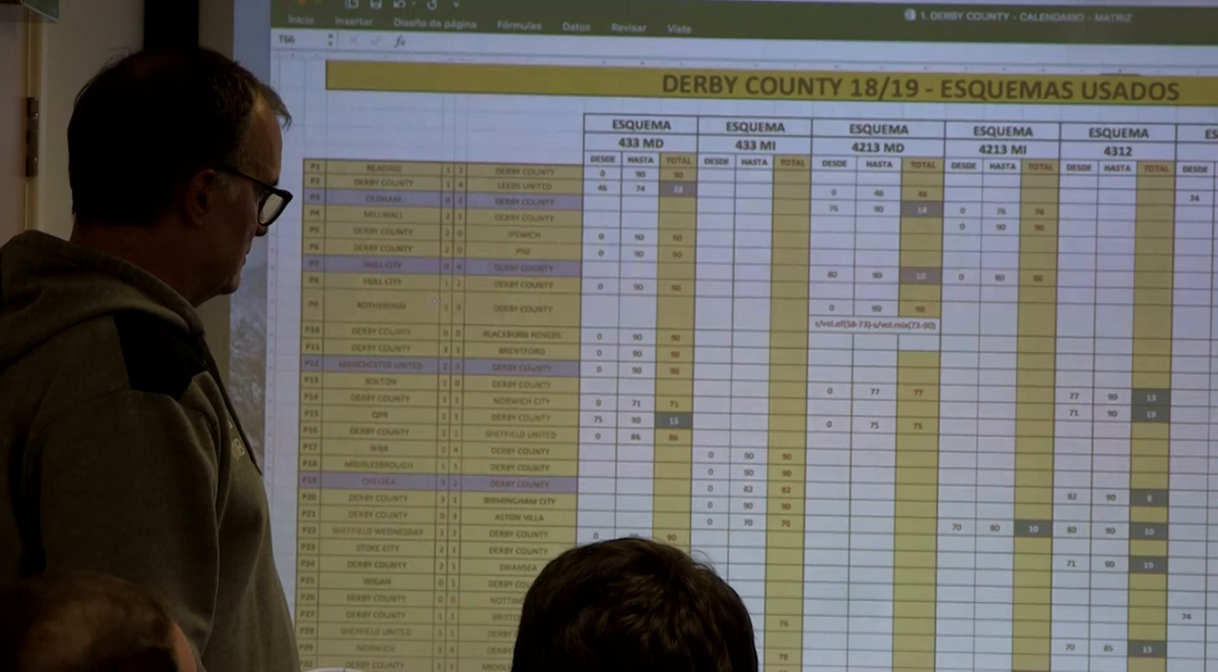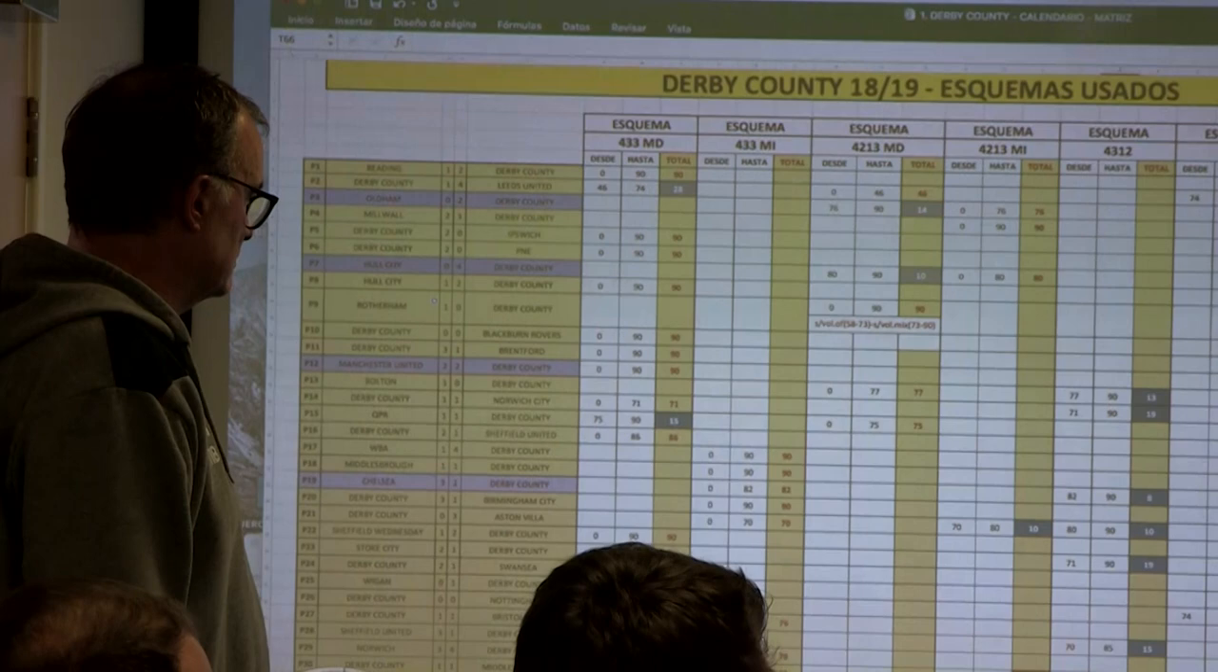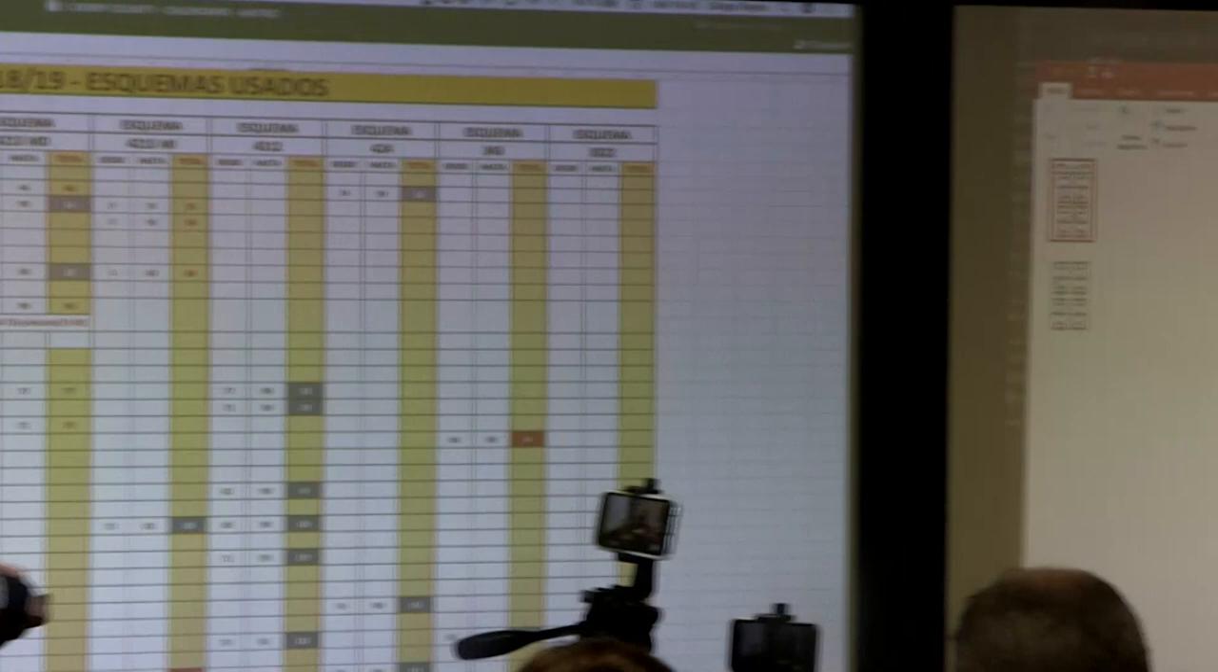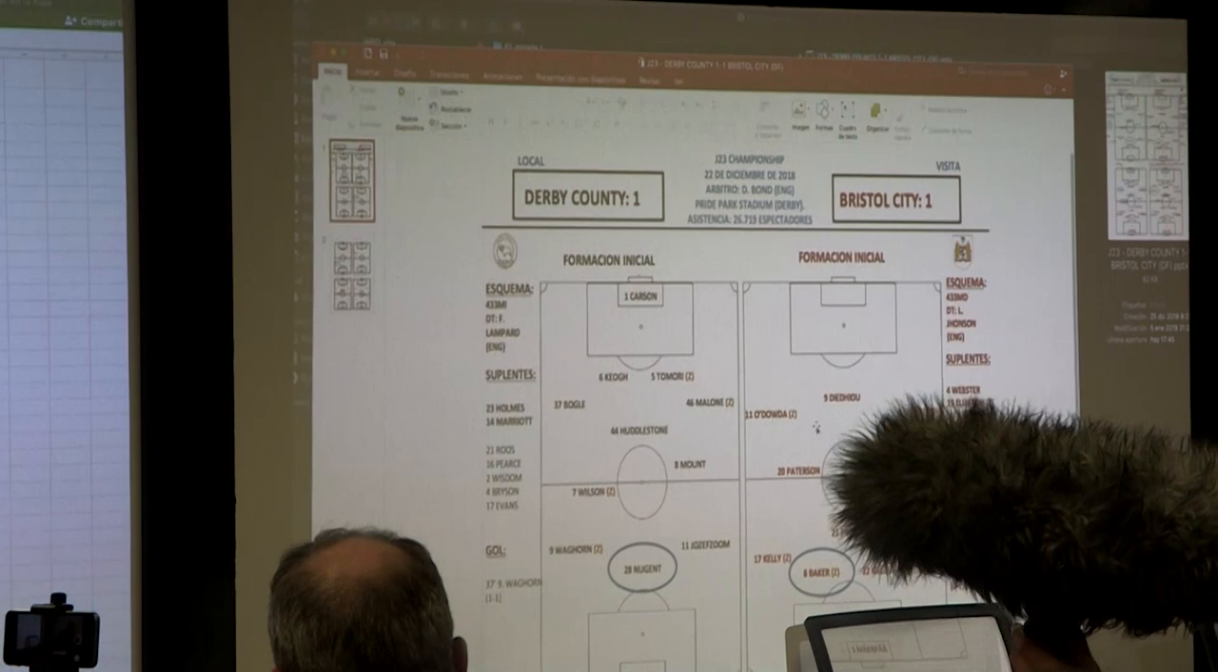Any number? Of the game? 27. Put game 27. Here is the tactical analysis. So this is the tactical analysis, all the data you can gather.